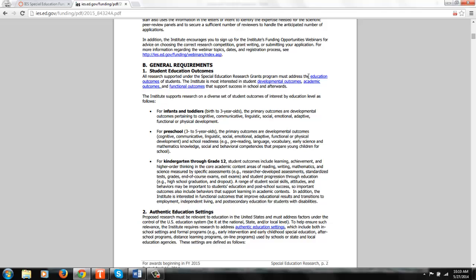So first of all, for all of these competitions, IES is interested in outcomes. Well, that's interesting, isn't it? They're not interested in necessarily the causes of the disability. They're more interested in the educational outcomes. Well, that defines the issue in a very specific way. They're looking at these different age groups in general.